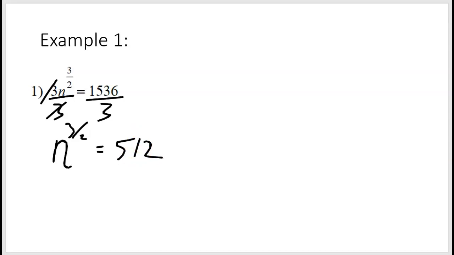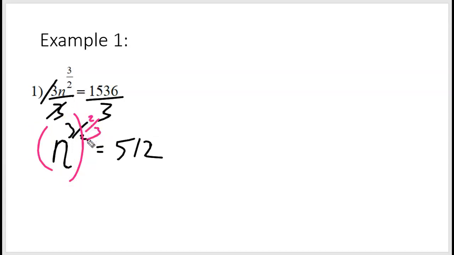Now here's the second step. Second step is I want to get rid of the power. I want to get n by itself, right? So I need to get rid of that 3 over 2. How do I do that? Well, here's the real step. You're going to raise it to the same power but the reciprocal. So it's going to be raised to the 2/3 power.